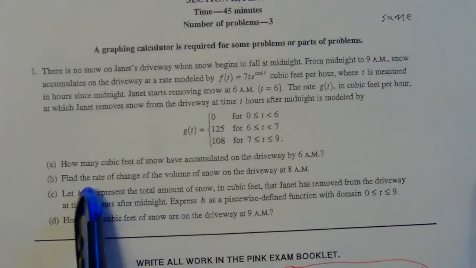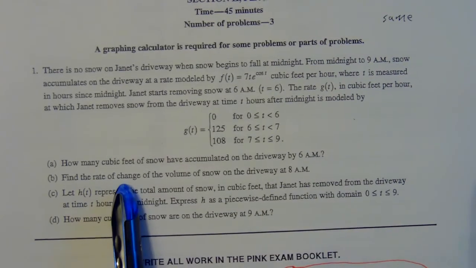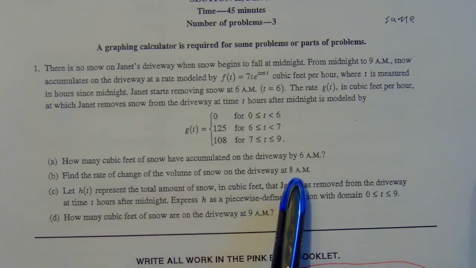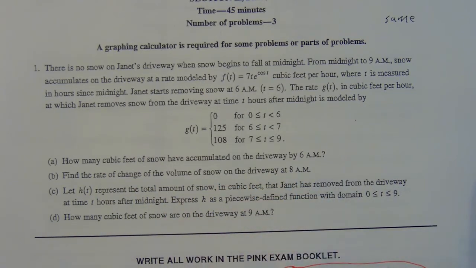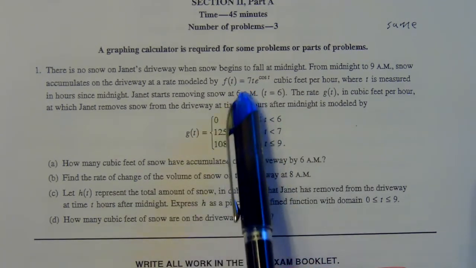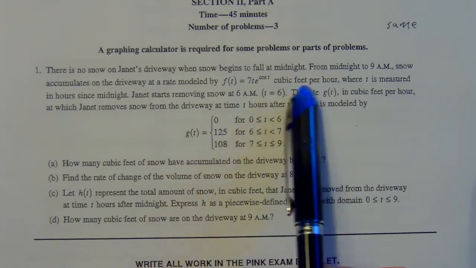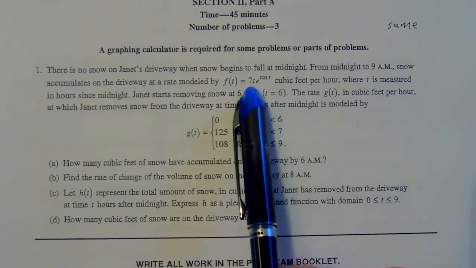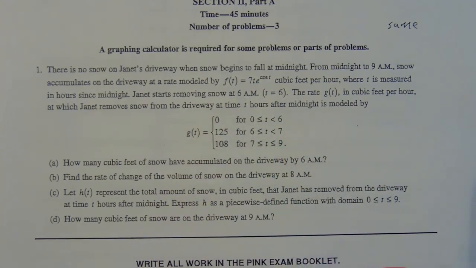Then part B, it says find the rate of change. Now, when I see that, I'm thinking derivative. It says find the rate of change of the volume of the snow in the driveway by 8 a.m. Now, a lot of times if they gave me a total amount of snow equation, I would take the derivative to figure out how fast that snow is falling or being removed. But right here, it says rate of change. These are the rate of change equations already because it gives it away, cubic feet per hour, and then G of T in cubic feet per hour. That's how fast that snow is either falling or being removed.